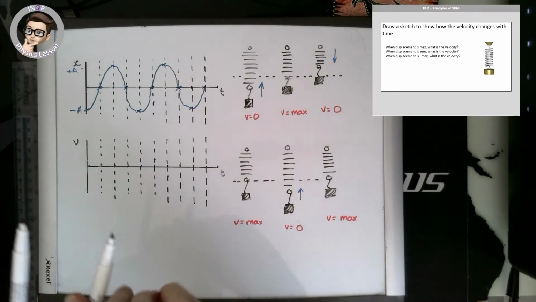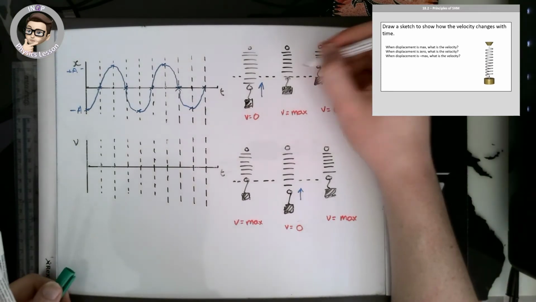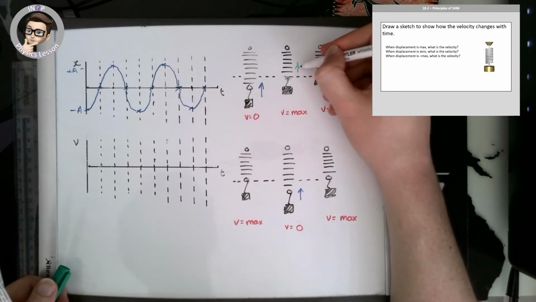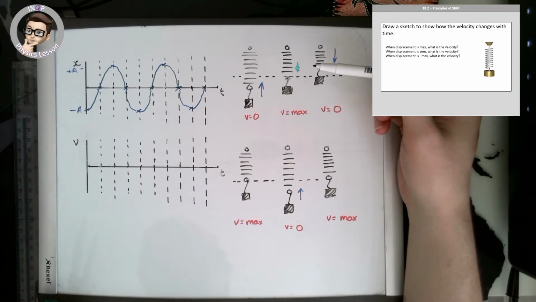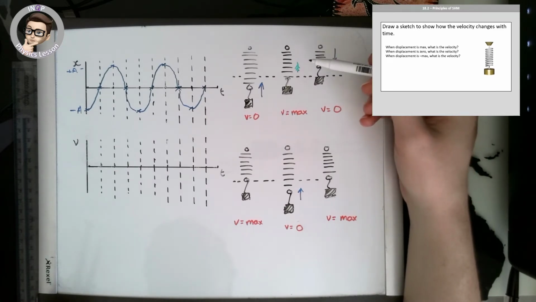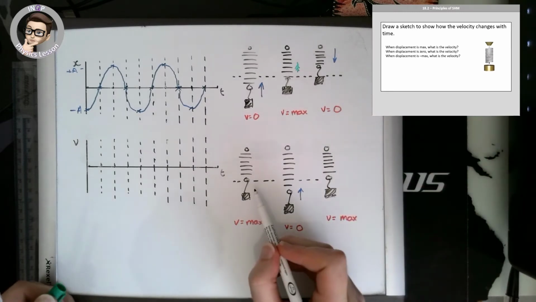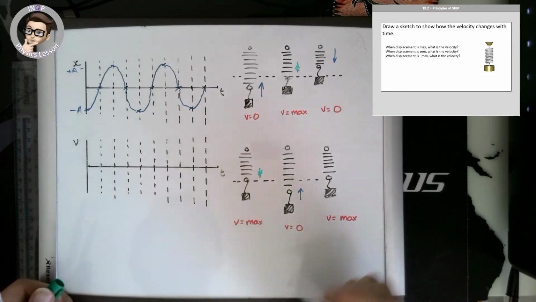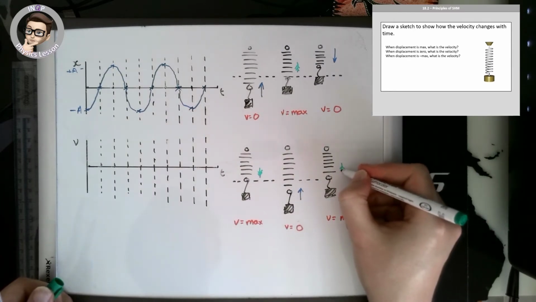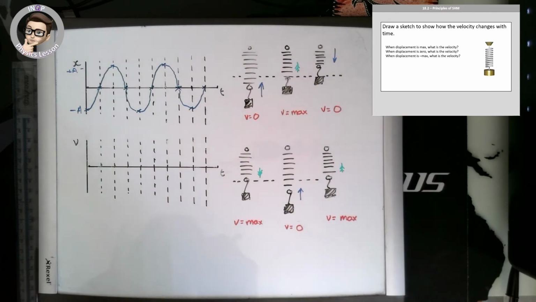So let's go for green. Let's put velocity arrows on the maximum ones. Well, this one is going upwards, so we can say that that's going to be in a positive direction, because we've called a downwards a negative direction. Here, we're going downwards, so that's going to be a negative direction. And finally, we're going back upwards, so we've done a whole cycle. We've gone from there to there, and then back round again.